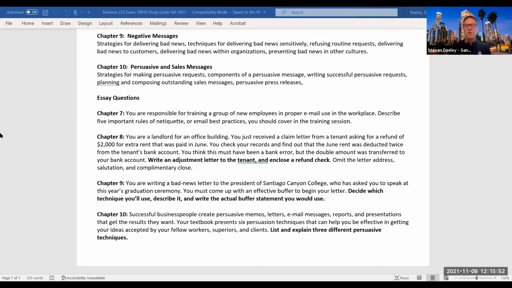So again, this exam will be available on Wednesday, November 10th, and it's due on Wednesday, November 17th.